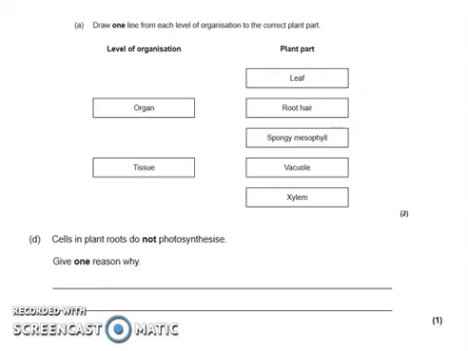So it says, draw one line from each level of organisation to the correct part of the plant. This is a really important past paper question, which I wanted to mention. Sometimes they'll give you these types of questions where you have to really think about what it's going to be. So we've got an organ and we've got a tissue, and I've not mentioned which is which.